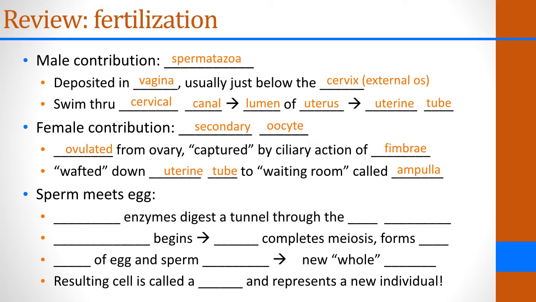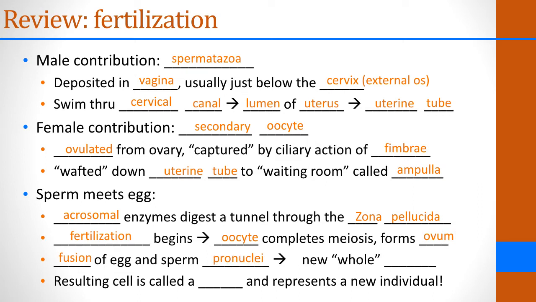So when the sperm arrives at the egg, acrosomal enzymes from dozens of sperm digest or degrade a tunnel through the zona pellucida. Ultimately, a single sperm fertilizes the oocyte. So fertilization begins when an oocyte completes meiosis and forms the ovum.